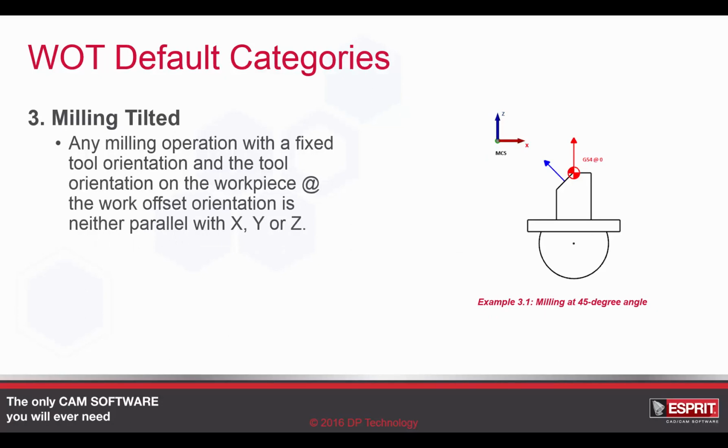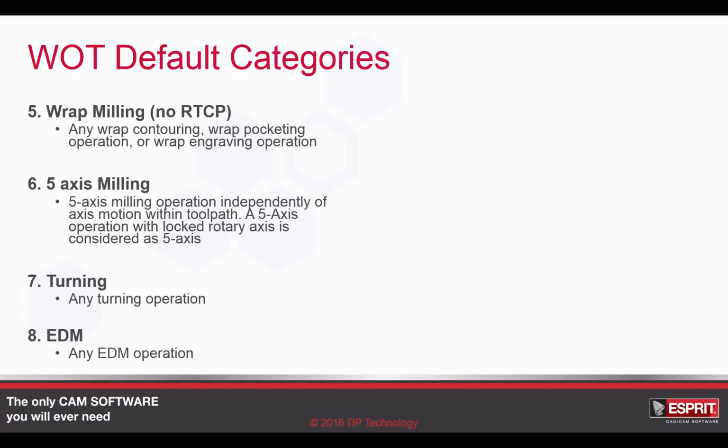Next, we have milling tilted. Here we can choose the default work offset transformation for any milling operation with a tool orientation that is fixed along an axis that is not parallel to a main axis. For example, index milling at a 45-degree angle. Next, we can choose default work offset transformations for wrap milling, 5-axis milling, turning, or EDM.